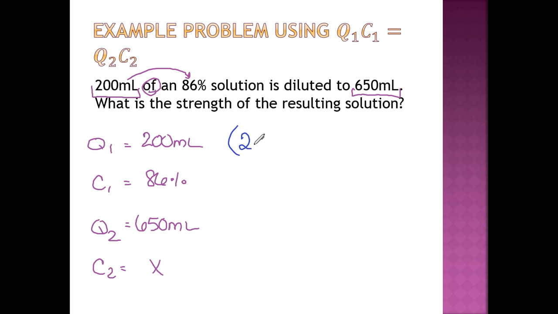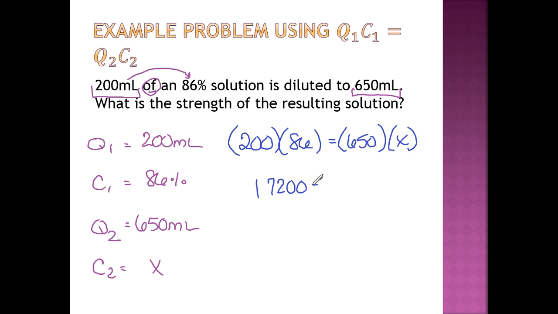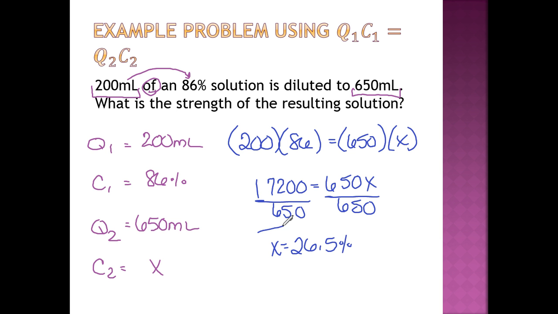Next, I'm going to go ahead and set up my equation. So I have 200 times 86 is equal to 650 times X. So I have 200 times 86 is going to equal 17,200 is equal to 650X. I'm going to go ahead and solve for X by dividing both sides by 650. And I get X is equal to 26.5%.